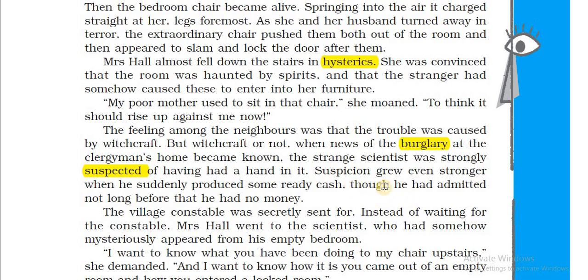Suspicion grew even stronger when he suddenly produced some ready cash, though he had admitted not long before that he had no money. That means the suspicion grew even stronger when he gave money instead of a check to Mrs. Hall, because some time before he had no money. That means they were relating the things, that he had robbed the house and then paid the bill.